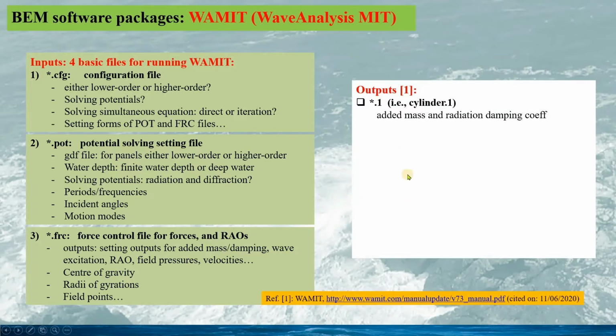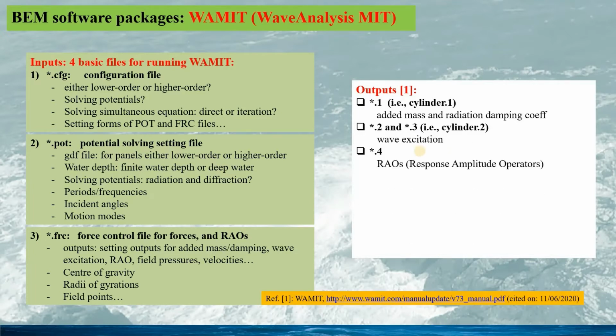The output of Wamit includes the .1 file, for instance, cylinder.1, which contains the added mass and radiation damping coefficients. The .2 and .3 files are for wave excitation, but with different methodologies. The .4 file is for the response amplitude operator. The .out file is the output file of Wamit, which contains the general outputs from Wamit, and .hst contains the calculated hydrostatic coefficients.